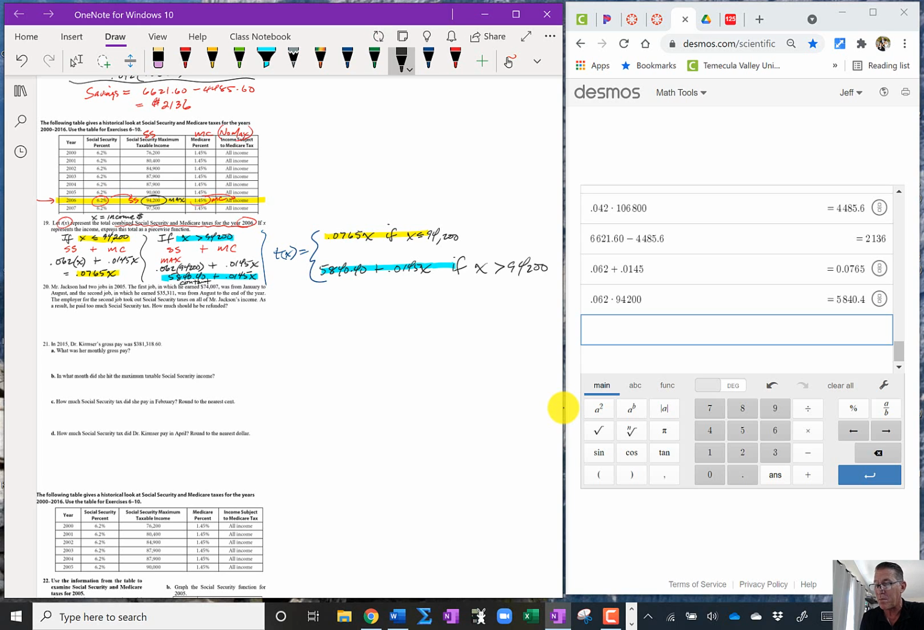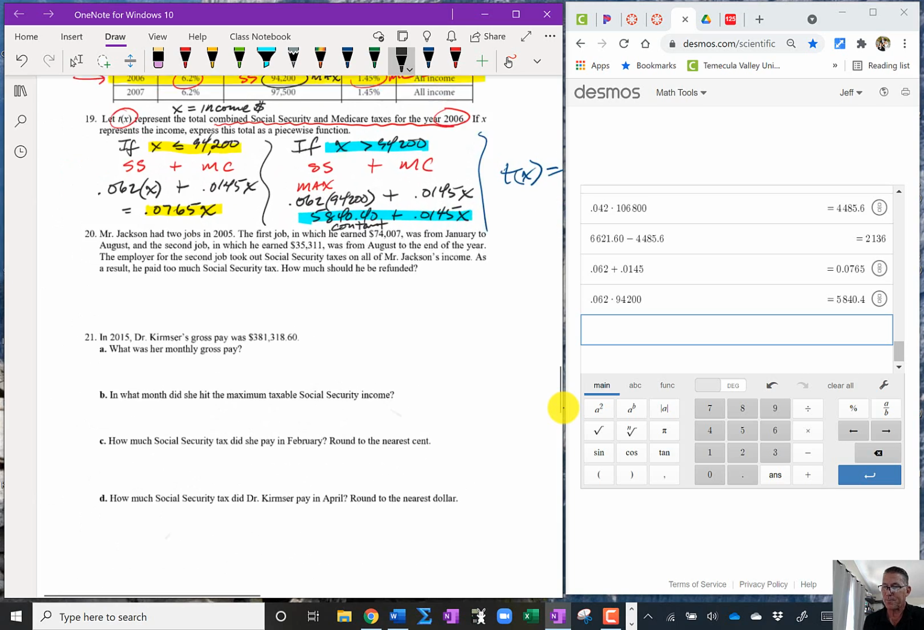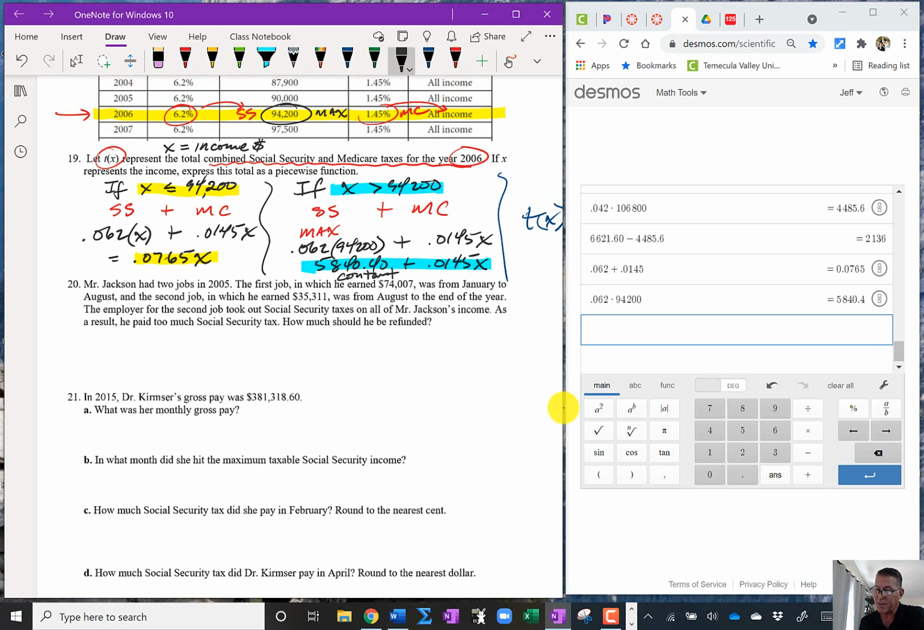Now in 2005, let's take a look at it. In 2005, the maximum taxable income is 90,000. This is for Social Security here. So the question is, how much over the max are we? So let's step a couple things out. Let's see if you guys can see what I'm talking about. So his total salary was $74,007 plus $35,311. Okay, and this is way over 90,000. So he was taxed too much.